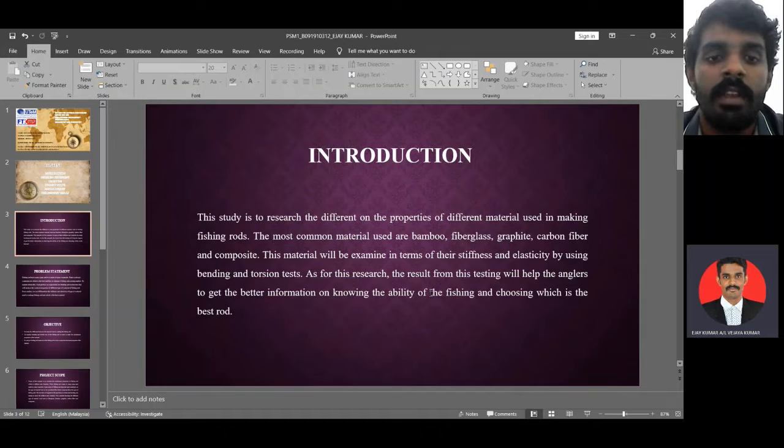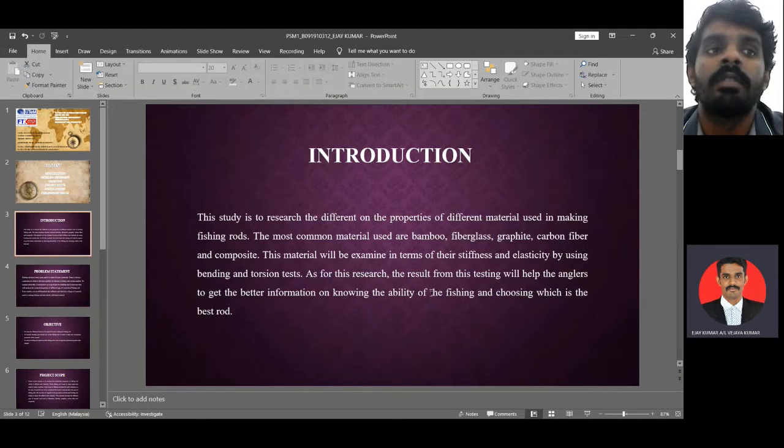Introduction. The study is to research the difference on the properties of different materials used in making fishing rod. The most common material used are bamboo, fiberglass, graphite, carbon fiber, and composite. These materials will be examined in terms of stiffness and elasticity.